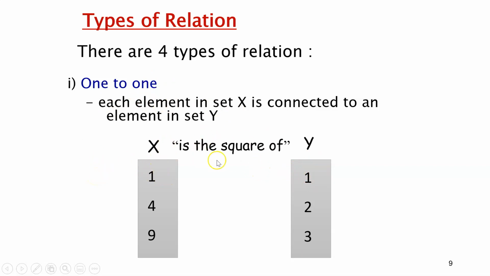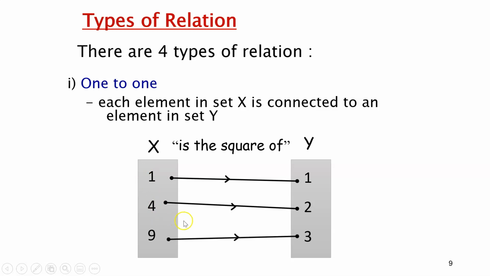So this is the relation: 1 is the square of 1, 4 is the square of 2, and 9 is the square of 3. So all of the X values will pair to one each of these Y values. Dia cuma satu kepada satu sahaja. So this is what we call 1 to 1.